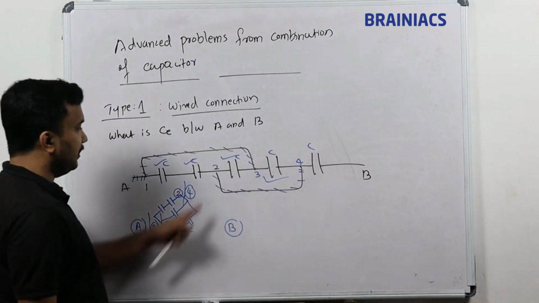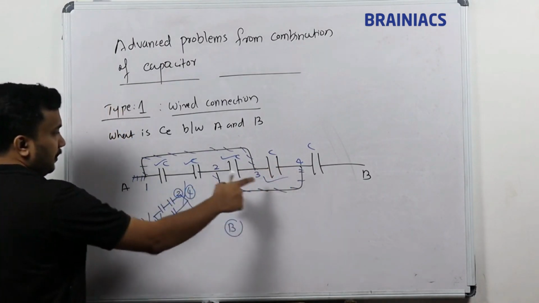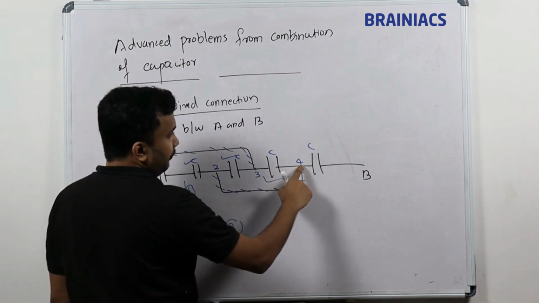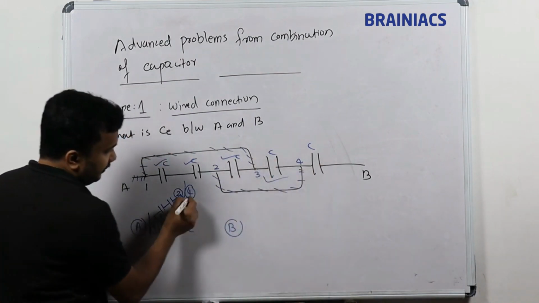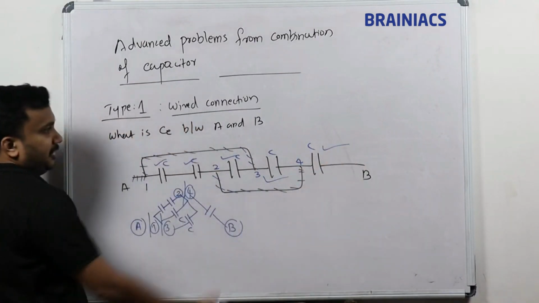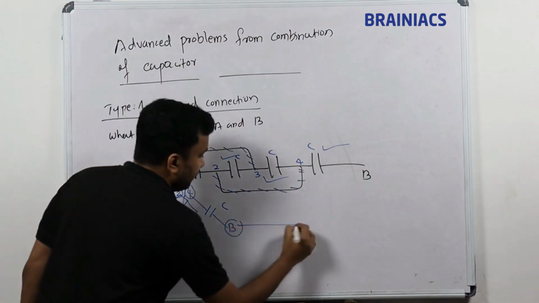Next one, between 2 and 4, one connection will be here. Between 3 and 4, we have connected. Next one, 4 and B, one connection will be here. The last one, 4 and B, C. Now we need to find the capacitance between these two.